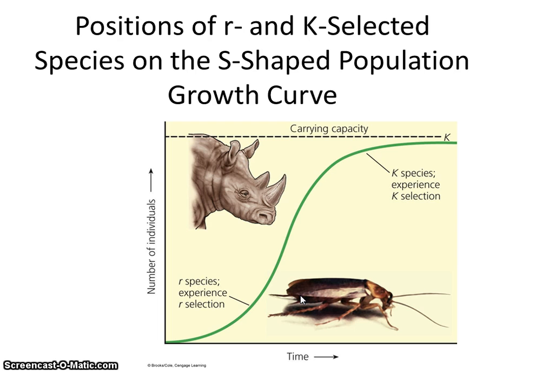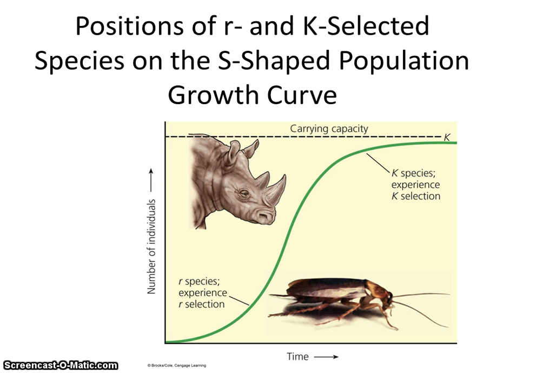They don't typically care for their young, whereas K-selected species are bigger. It takes them longer to reach sexual maturity. They tend to have only one or a few young, but they invest heavily in those young so that they are sure to survive.